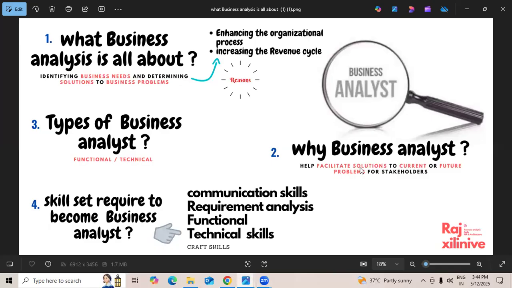Solution requirements. What are all the features, comma, functional and non-functional requirements we want to develop.